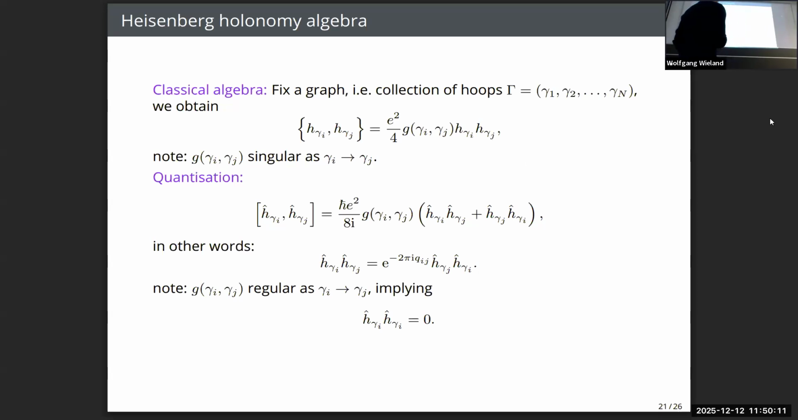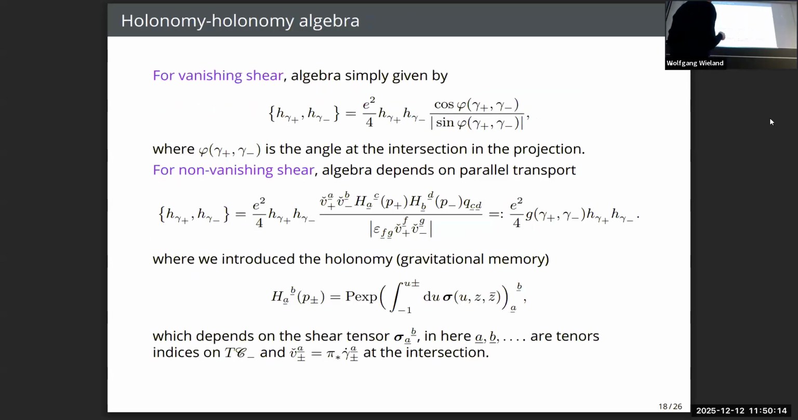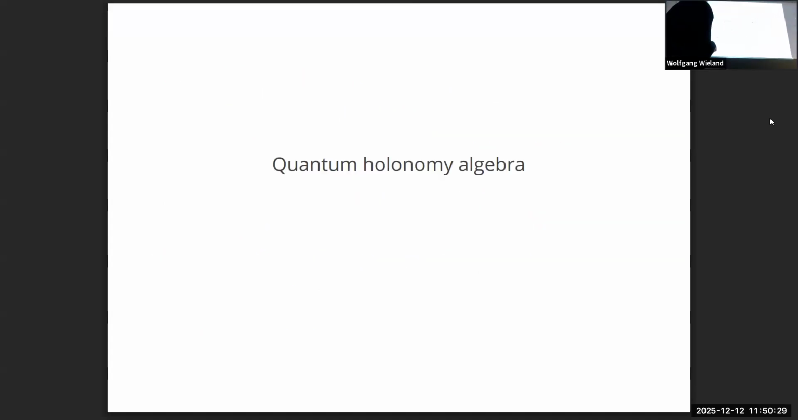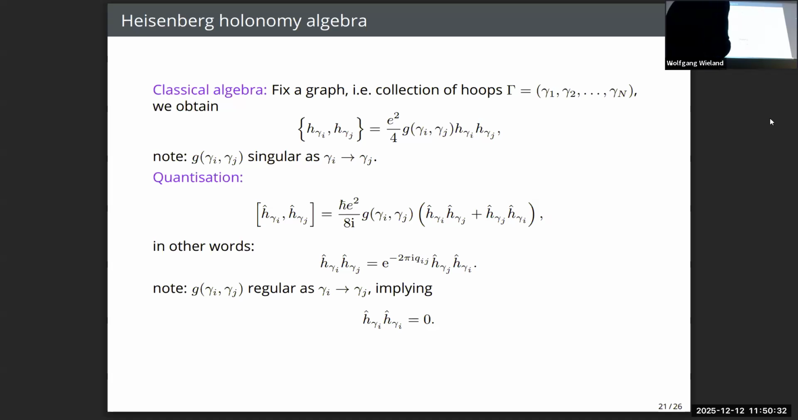And these structure constants depend on the geometry at the intersection. And note that this becomes obvious in the shear-free case that if we send these two paths into each other, so if we send gamma plus to gamma minus, this becomes singular because this sign blows up. And okay, but now we can ask ourselves, how would we quantize this in the most naive way? Well, on the left-hand side, we can replace Poisson brackets with commutators, and on the right-hand side, we have a product. But this equation tells us that the holonomies don't really commute among each other. So we have to choose an ordering between these two.